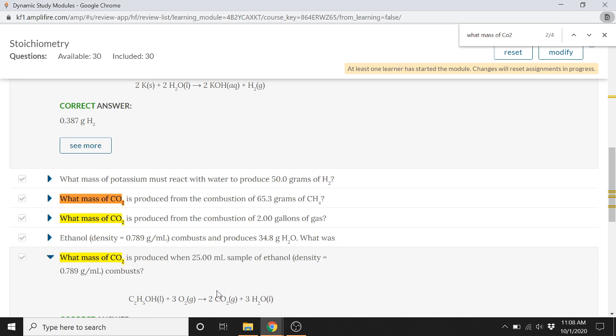And then you're going to have moles of CO2 at that point. You again are going to get your molecular weight here, so 12 plus 16 times 2. And you're going to take that number and multiply it times the number of moles of CO2 that you had gotten. And that's it.